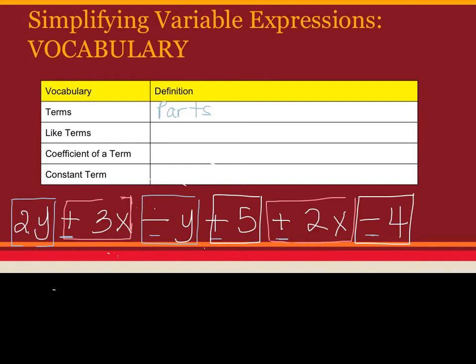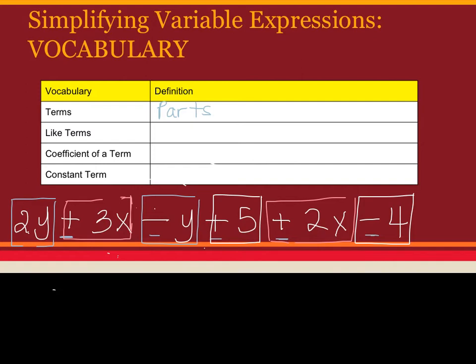They don't have to come in pairs. There could be 3 of the same or 4 of the same, and not everybody has to have a like term. So 2y and -y are like terms with each other. 3x and 2x are like terms with each other. Positive 5 and -4 are like terms with each other.